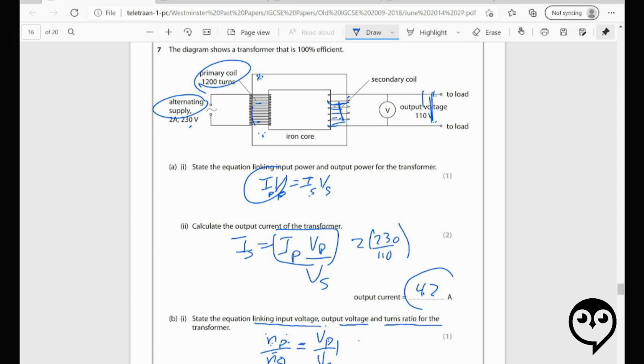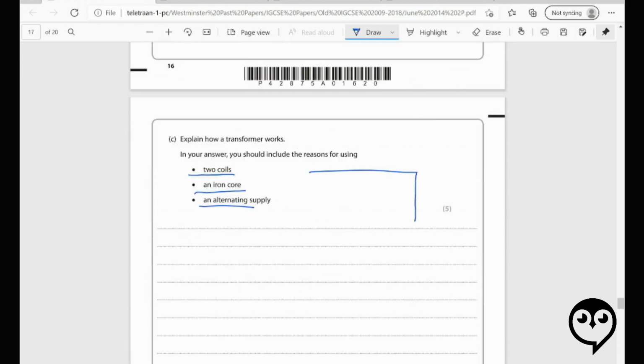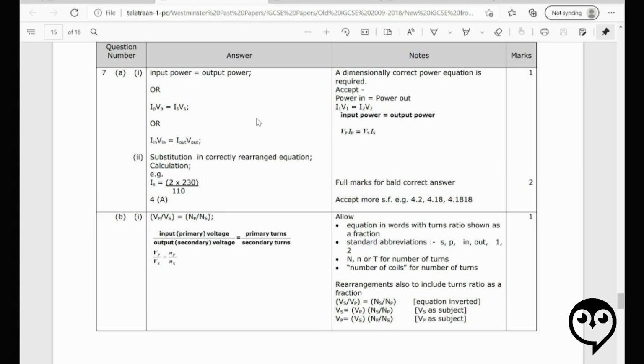And then is it a step up or is it a step down? We know that the number of turns in the coil will dictate the strength of that new induced voltage. That's basically what's going on. That's how it's going to go. We've mentioned the 2 coils, the alternating supply and the iron core, so there we go. Let's see what they say in the mark scheme here.